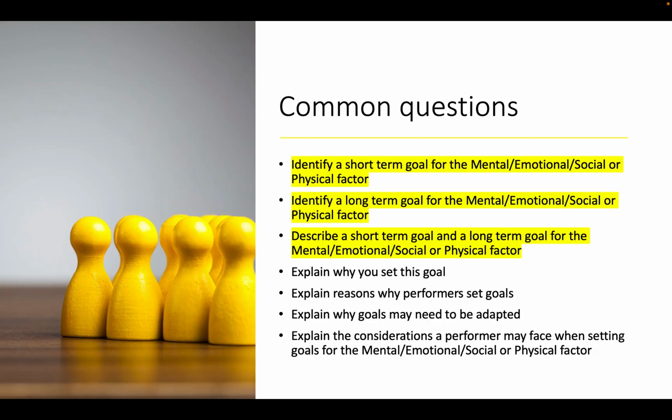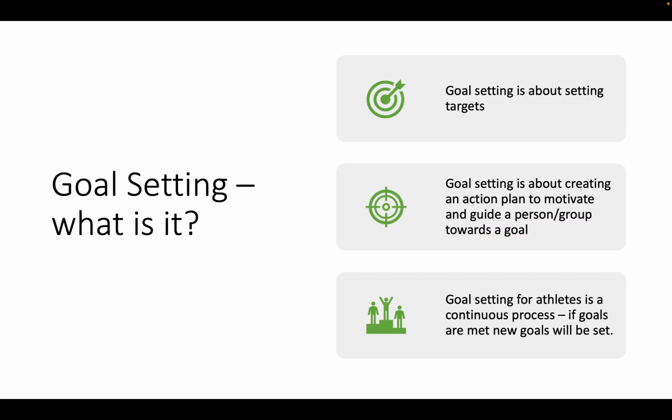On screen just now, highlighted in yellow, are some questions that we're going to look at how you might answer today if these questions were to appear in your higher PE exam. We're going to look at how you might identify a short-term goal for the mental, emotional, social or physical factor. We're going to look at how you would identify a long-term goal for the mental, emotional, social or physical factor, and how you might describe a short and long-term goal for the mental, emotional, social or physical factor.